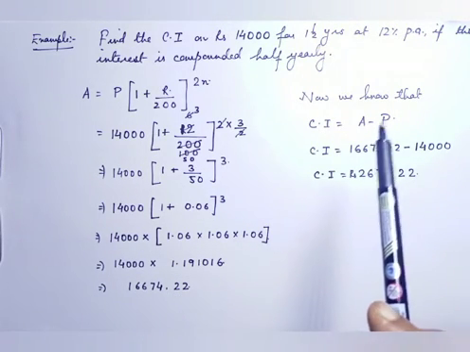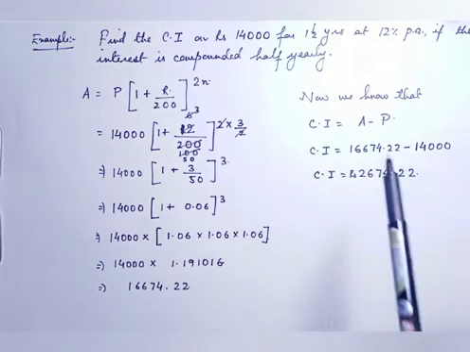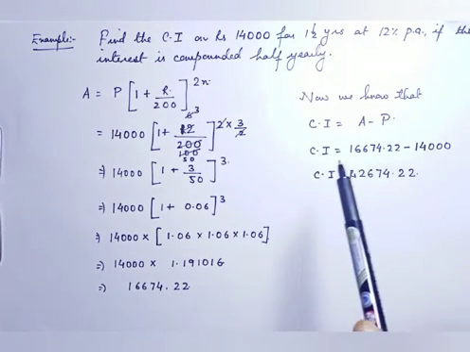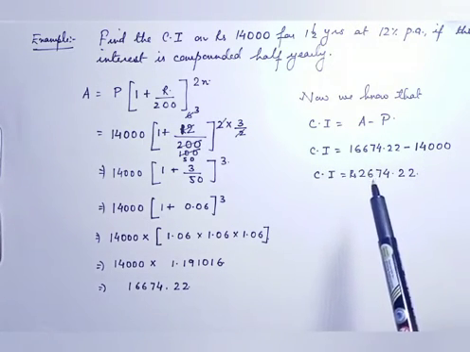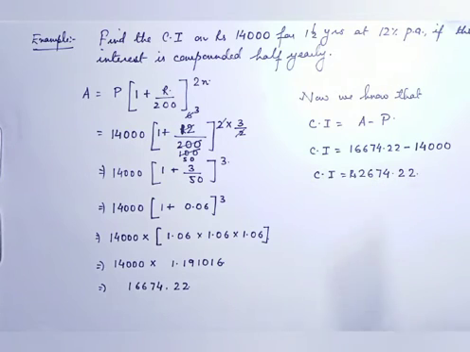Now we have to calculate CI. So CI is equal to amount minus principal. Amount we know, principal we know. So CI is equal to 2,674.22. I hope all the examples as well as formulas are very much clear to everyone.